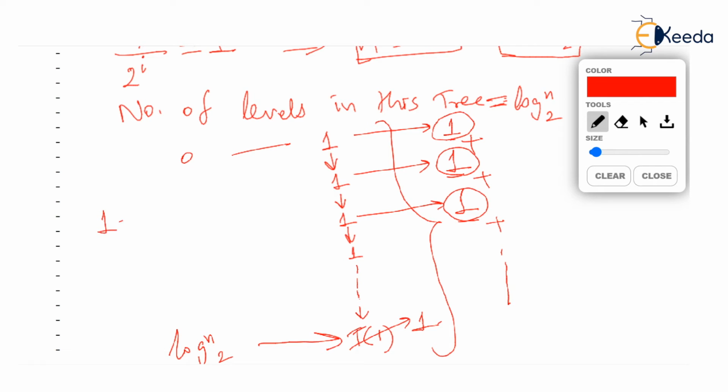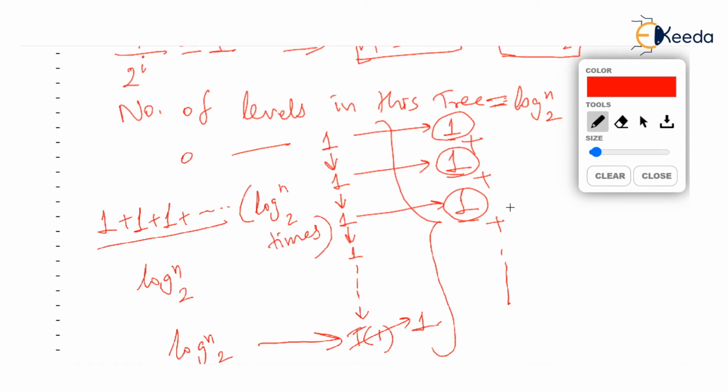This one added like this. How many times is this added? Log of n to the base 2 times. Now, if you add all these ones so many times, log of n to the base 2, then the addition is going to be log of n to the base 2. Yes, I agree that level numbers have begun from 0. So 0 to log n to the base 2.